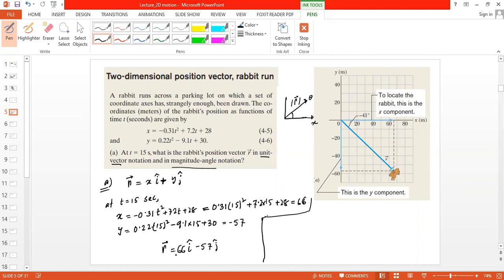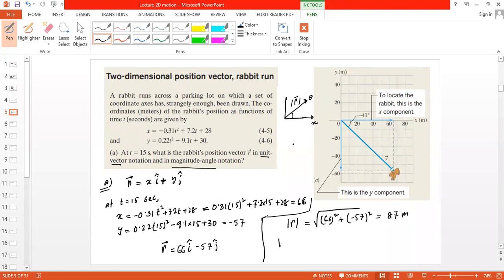So since this is my vector 66i minus 57j, I can easily find the magnitude of the vector r. Magnitude means x component squared plus y component squared: 66 square plus minus 57 whole square. If you calculate this, it will give you 87 meters.